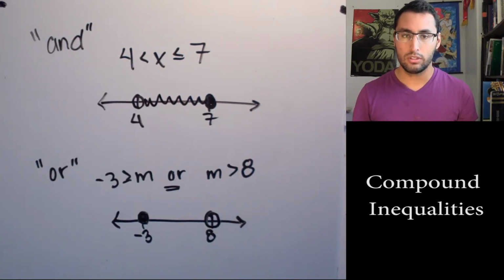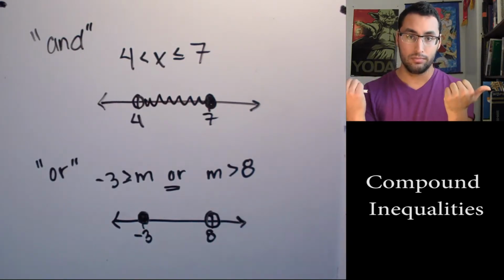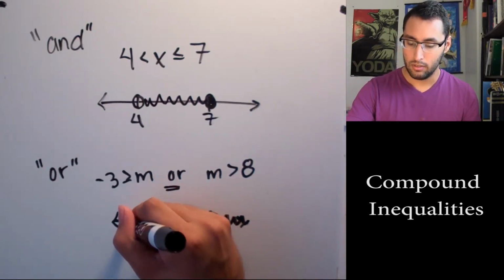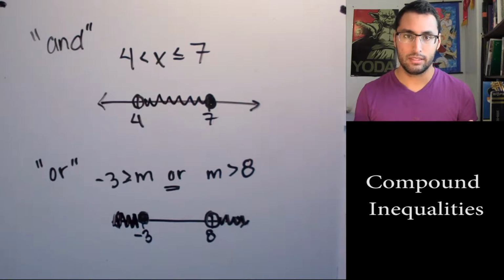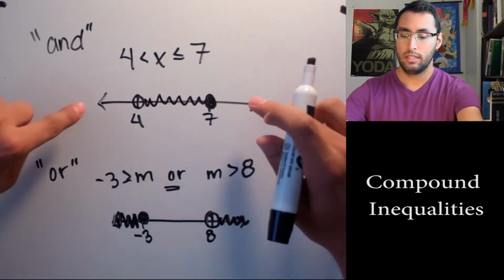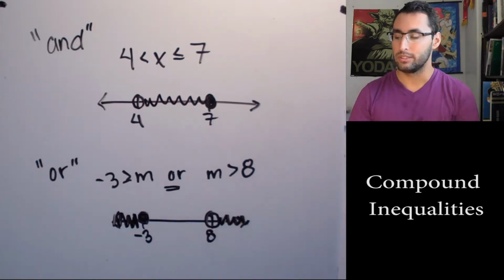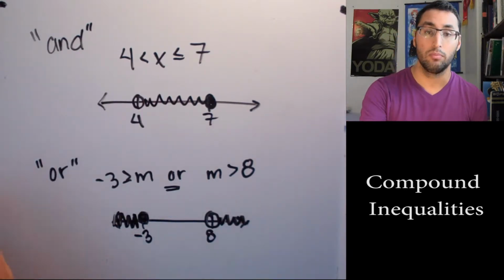And for or inequalities, you always shade apart. Always apart. So I'm going to shade to the far right and to the far left. And that's it. So repeat it: for and, always in between, and for or, always apart. Never changes. Okay, so I'll give you an example for one of each.